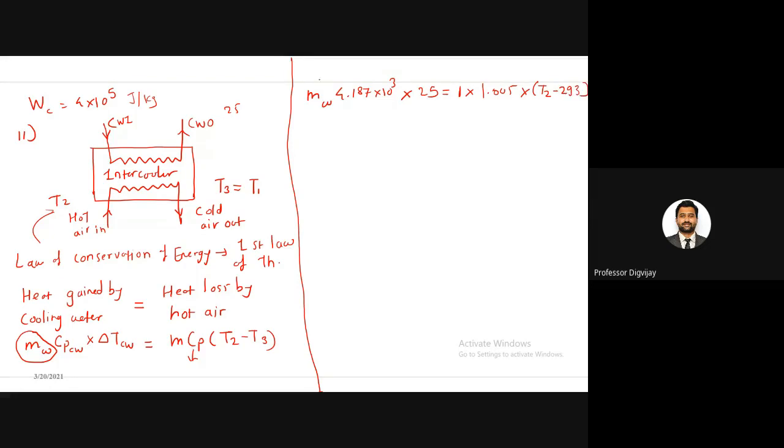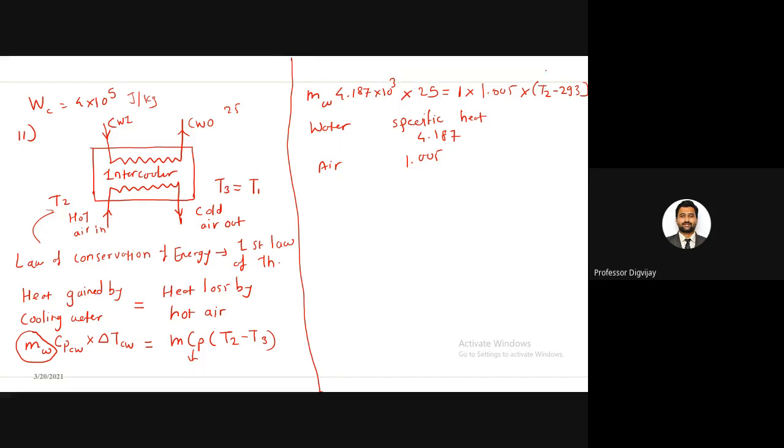Okay. So there are some constant values for your information. Suppose I am taking water, the specific heat for water is 4.187. If I am taking air, in that case the specific heat is 1.005. Specific heat is the amount of energy required to increase the temperature by 1 degree Celsius.